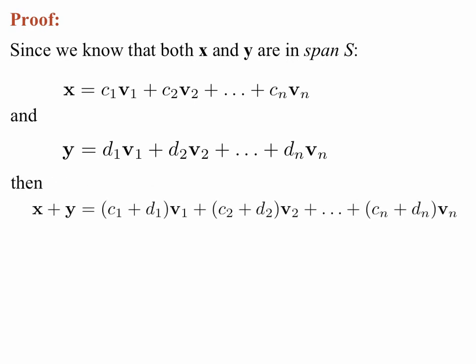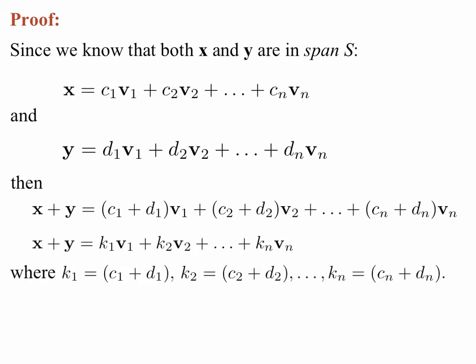Then if we add x and y together, because that would be their sum, and we're interested in their sum, we say that simply means we need to add those scalars. So (c1 plus d1) v1 plus (c2 plus d2) v2 all the way up to (cn plus dn) vn would be equal to the sum of those two vectors x and y. Now if we just let k1 be c1 plus d1 and k2 be c2 plus d2 and so on and so forth all the way up to kn is equal to cn plus dn, then we see that x plus y is equal to k1 v1 plus k2 v2 all the way up to plus kn vn.